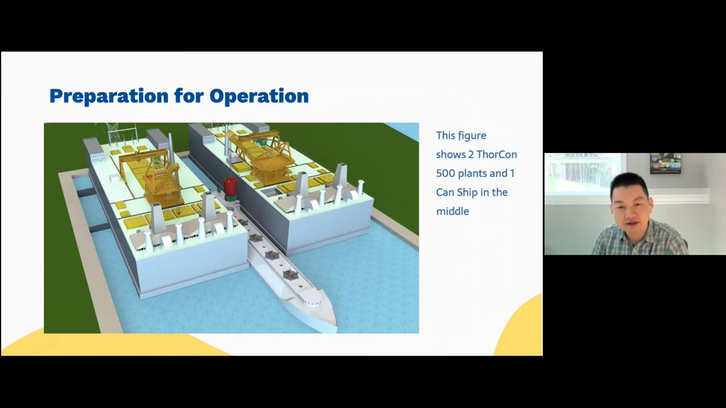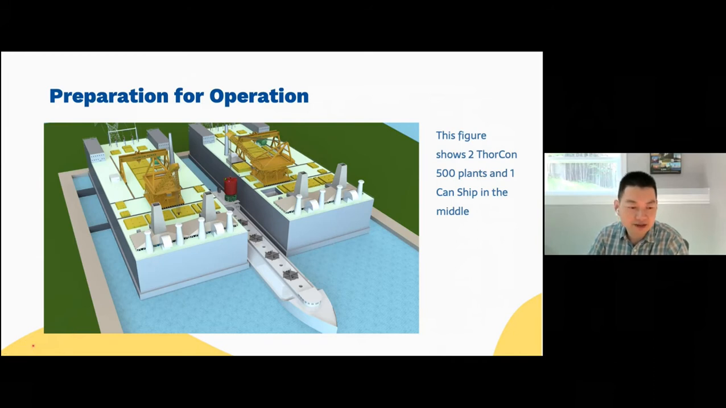you have to lift the fuel shipping cask out of the can ship and to the power plant. Now here we're showing two ThorCon 500, but our first demonstration power plant will only have one. Okay, so let's say we're ready.